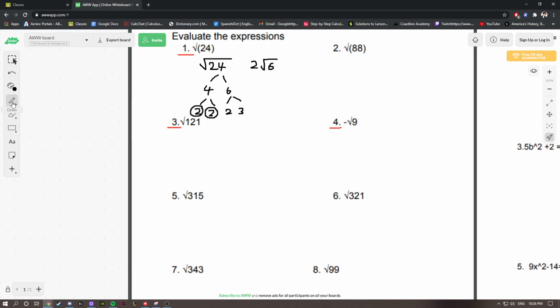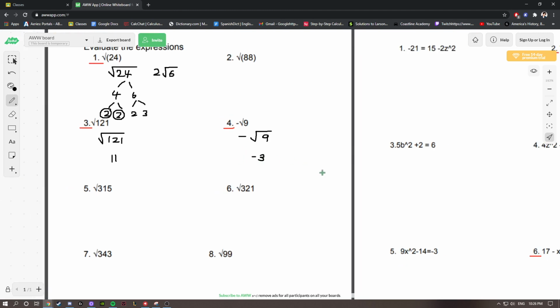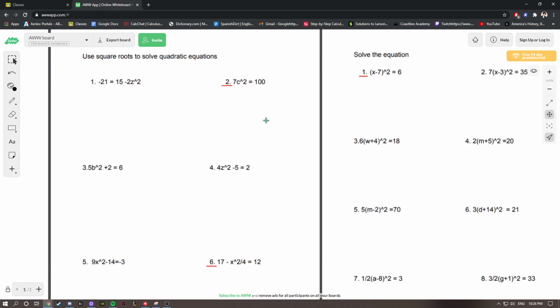Like I said, when we do square roots, we look for complete squares. In this case, it's 121. The square root of that is just 11. And same thing here. We're looking for the square root of 9, but we have a negative on the outside. So we first evaluate the square root and then apply the negative. The square root of 9 is 3, and we just put that negative on there, negative 3. Simple.